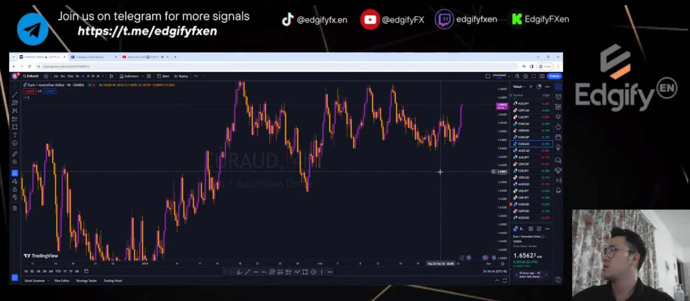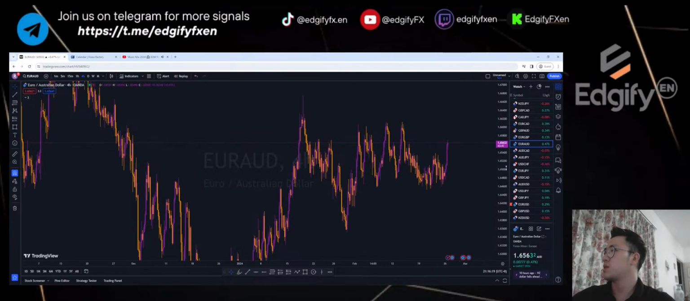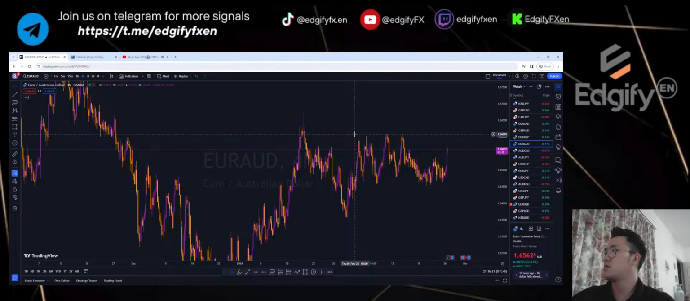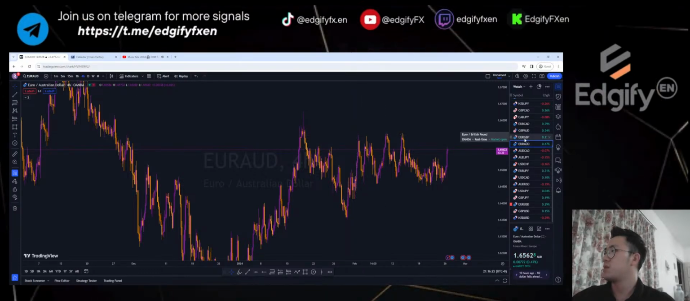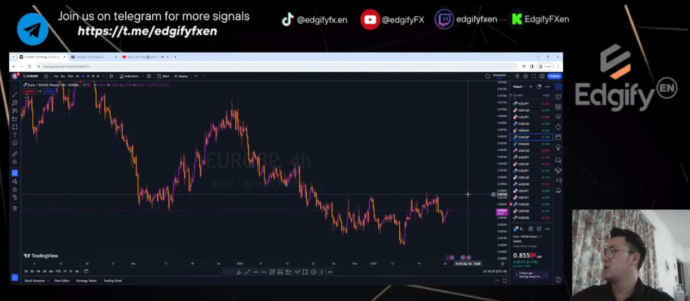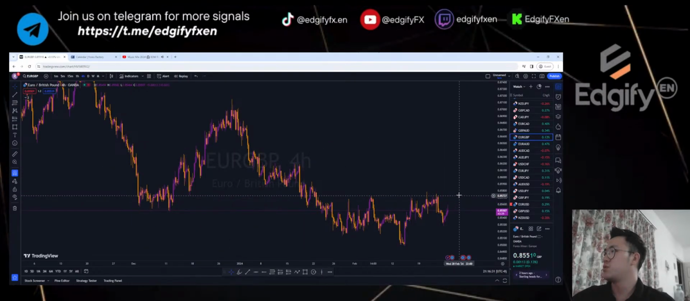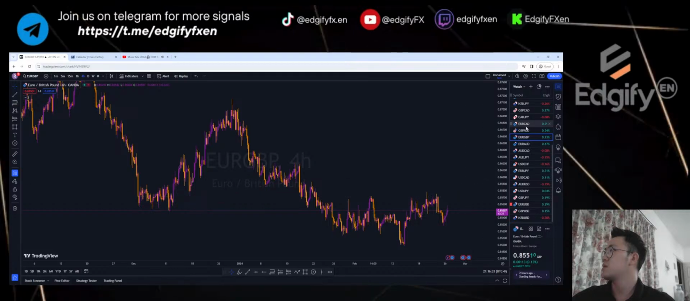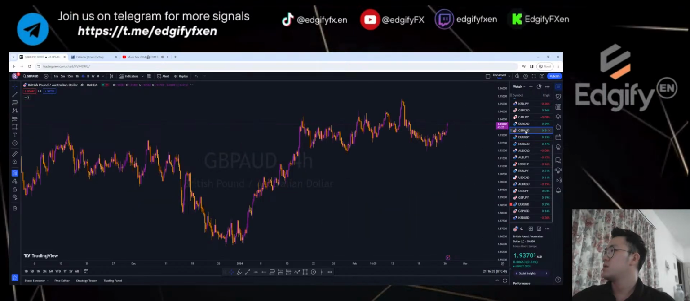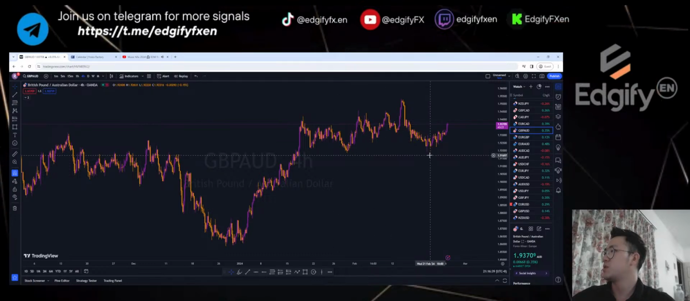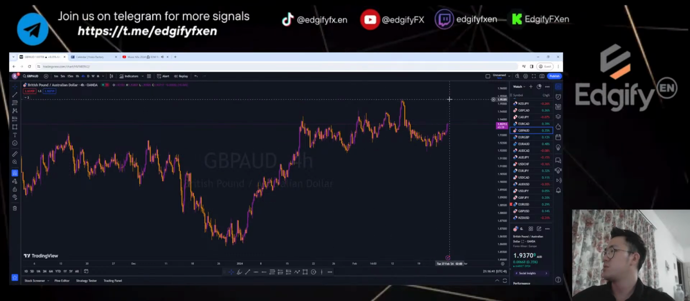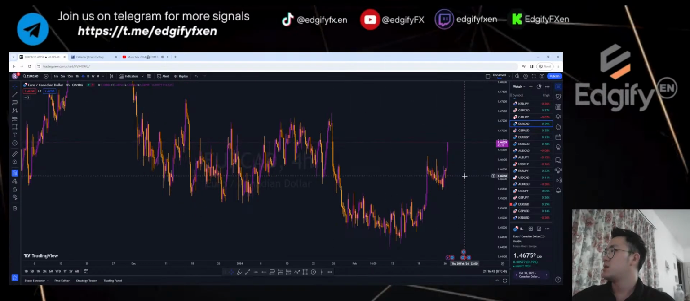Euro AUD. So Euro AUD is currently in a range that I will not be taking. I will skip for now because there's no direction for me to look at. Same as well for Euro GBP. GBP AUD as well, because we have this low here that hasn't been taken out, and this high here hasn't been taken out.